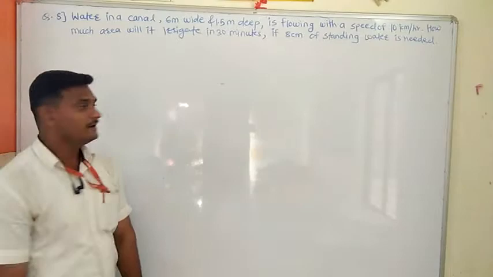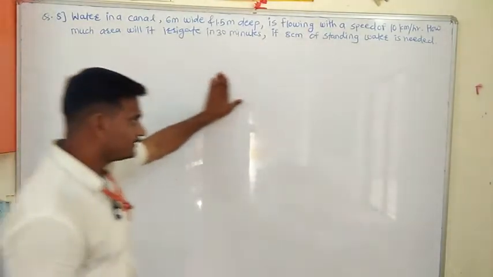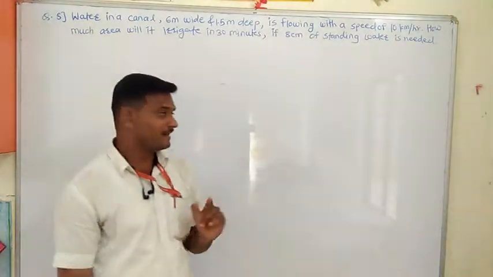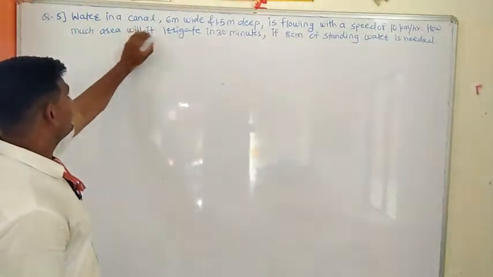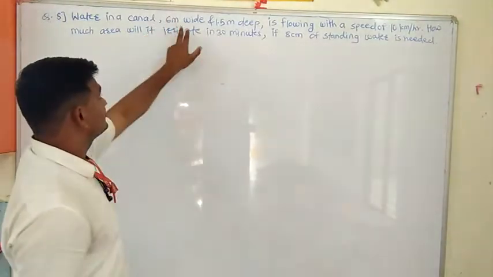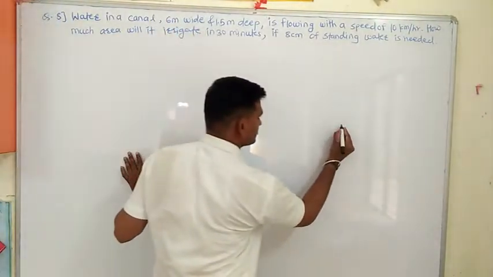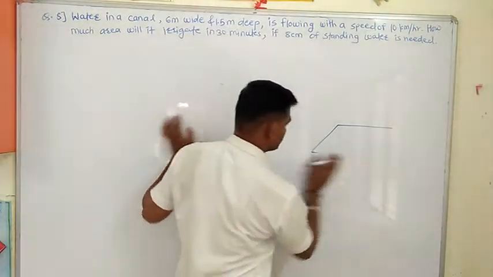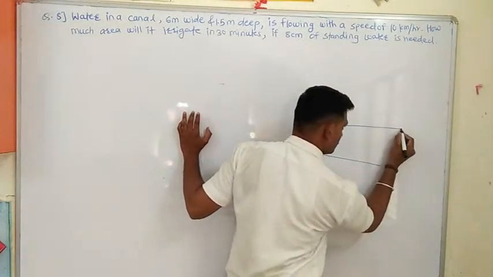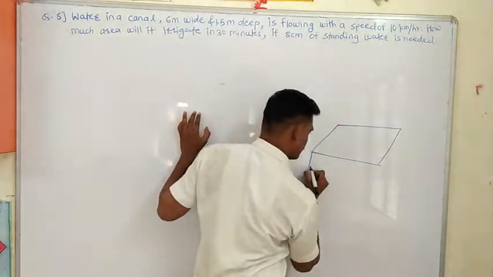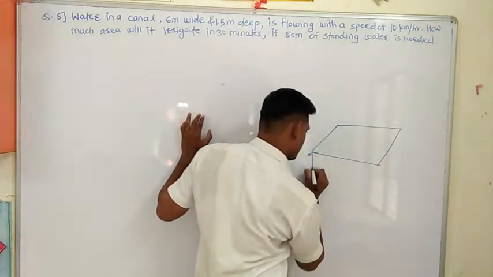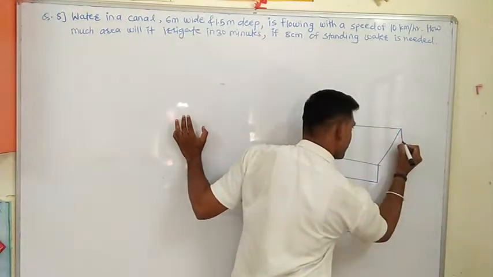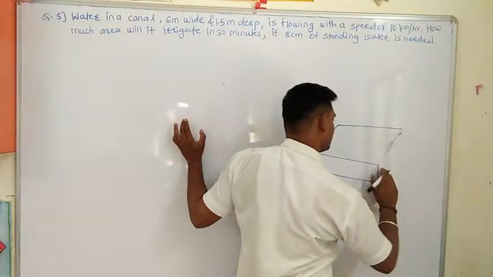Okay, students. Now we will see question number 8 from the exercise 13.3. See here, this question is very important. Now listen carefully. What is asked here? Water in a canal. There is a canal 6 meter wide. Suppose this is a canal. I will draw it like this. This is a canal. The canal is like this.